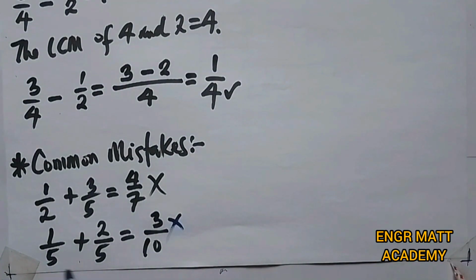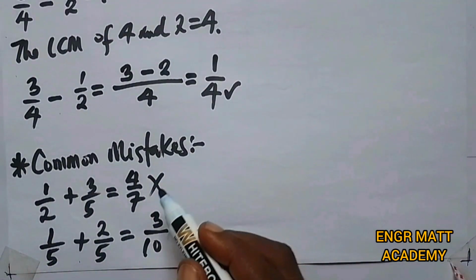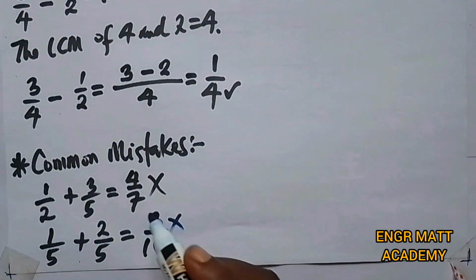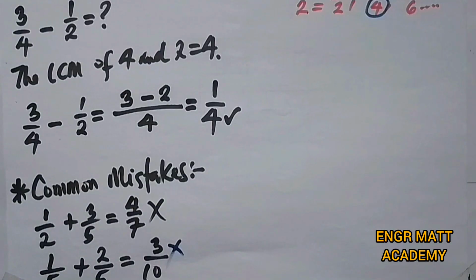So watch out for the denominators. When they are the same, you pick one. You stick to the denominator. When they are different, you look for their LCM and you add the numerators or you subtract the numerators as the case may be. And that is it. 3 types of fractions. Addition and subtraction of fractions mastered.